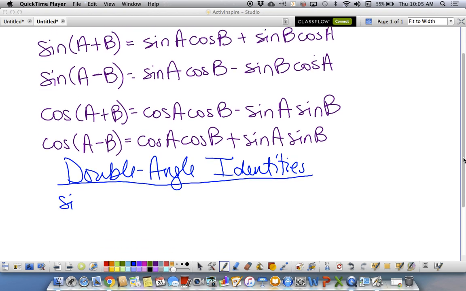What if we need sine A plus A? What is A plus A? 2A. So sine 2A, if we have sine A cosine A plus sine A cosine A, what did that turn out to be? 2 sine A cosine A. So we had sine A cosine A plus sine A cosine A.